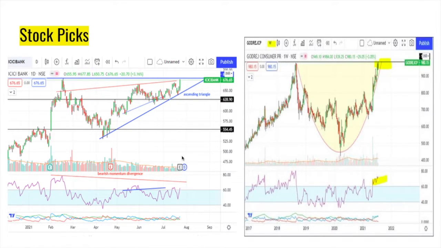So there could be a big move that can happen, right? The moment you get that signal with this stop loss at this level, you can take the trade.